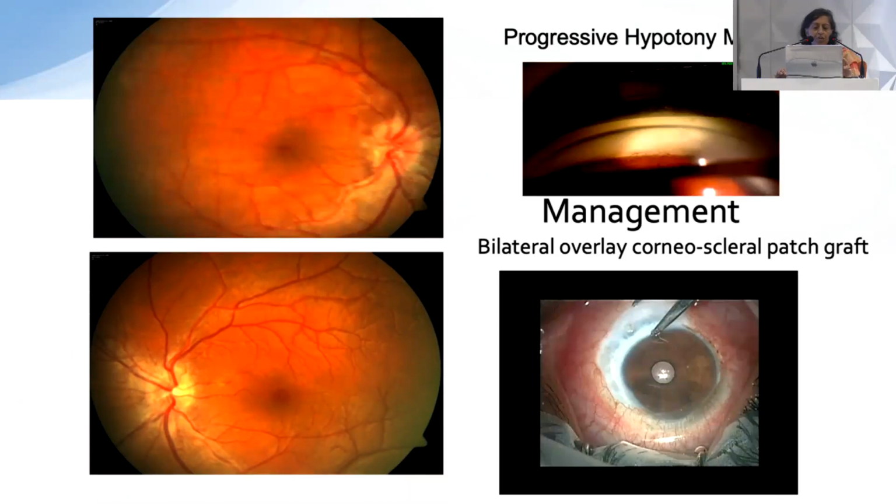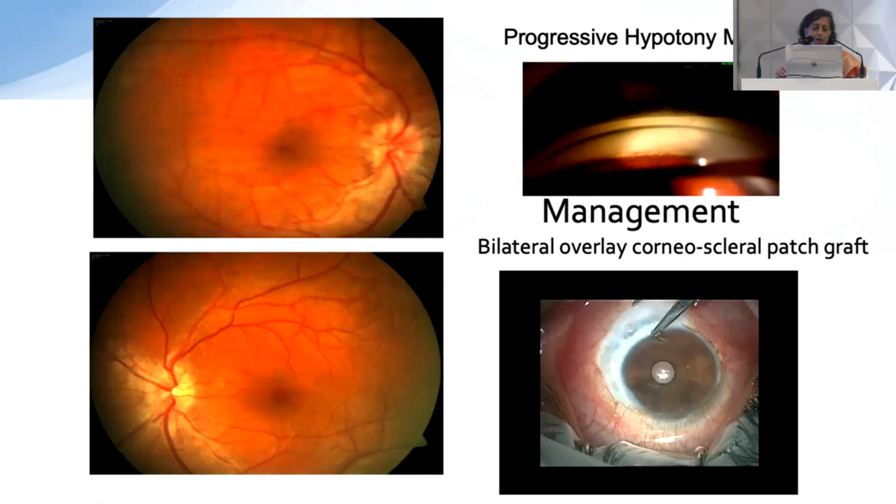So it was decided to do a bilateral overlay corneoscleral patch graft. This is one thing that got left out in the previous surgical therapy. Sometimes you really don't want to open up, because if you opened up this lesion, you would not have known the extent of the defect inside and how much of the intraocular contents would be exposed. So the idea was to just put something to support all those cystic spaces which were diffusing out the fluid.